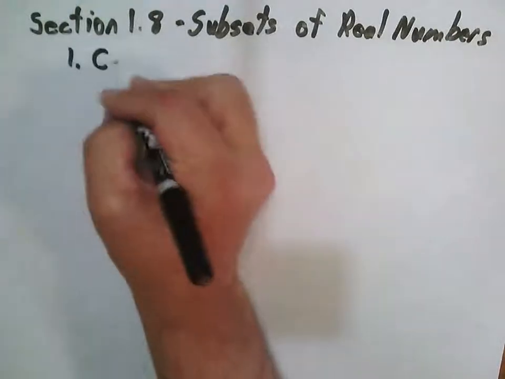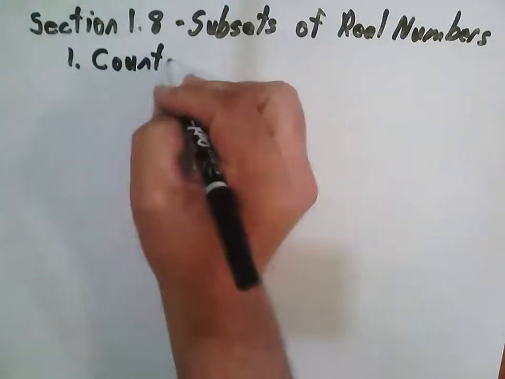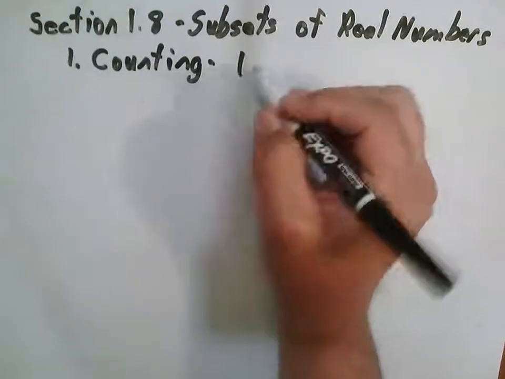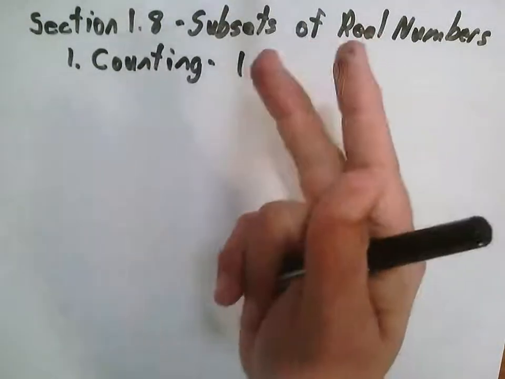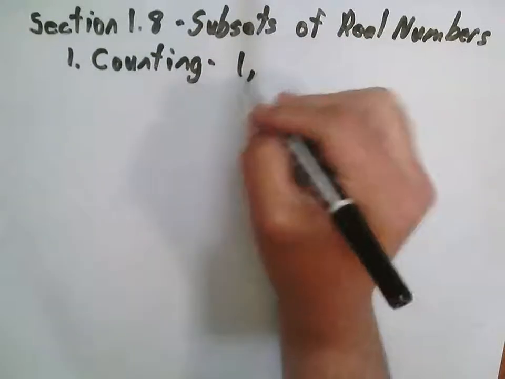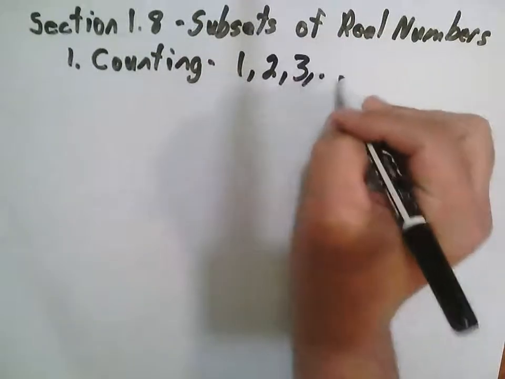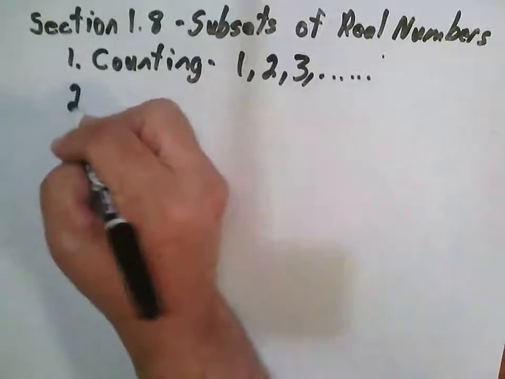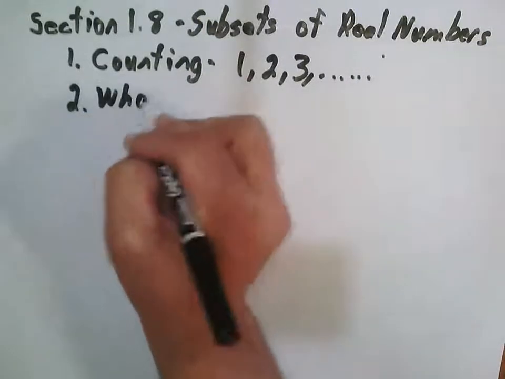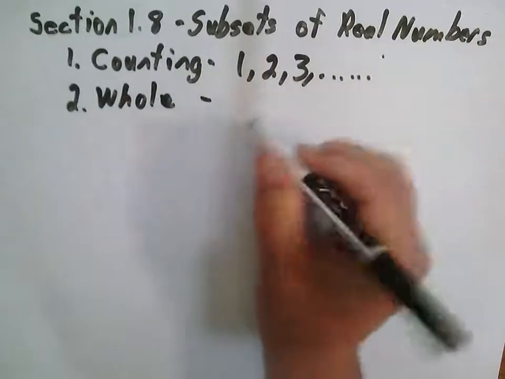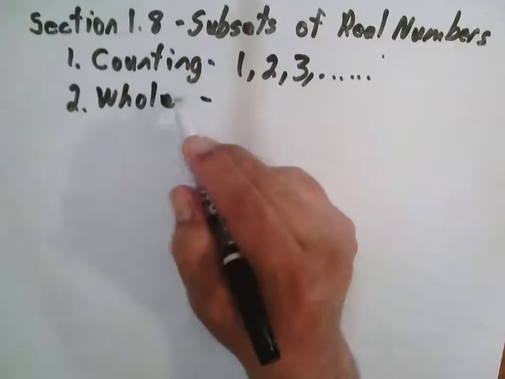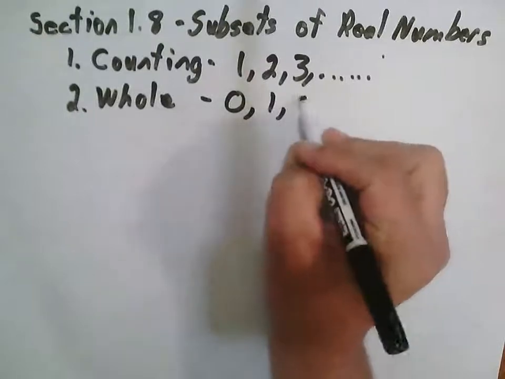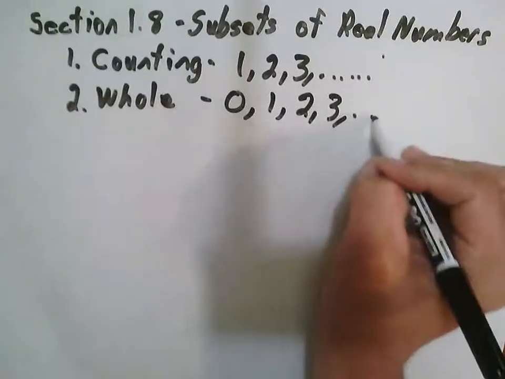The first one is counting numbers. For these counting numbers, they start with 1, and it's just like you would count with your fingers: 1, 2, 3, and it goes on to infinity. The next one are called whole numbers. The only difference between counting numbers and whole numbers is whole numbers actually have a 0. They start at 0 and they go to 1, 2, 3, and they go on infinitely.